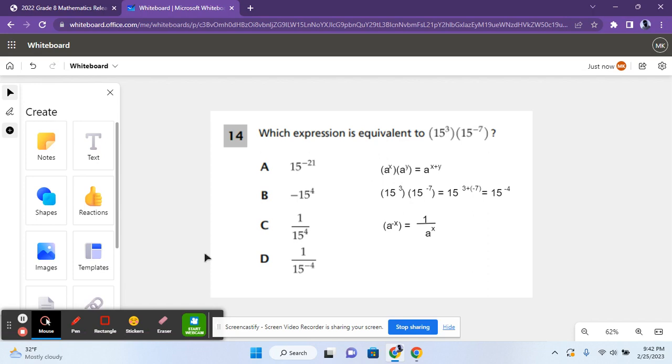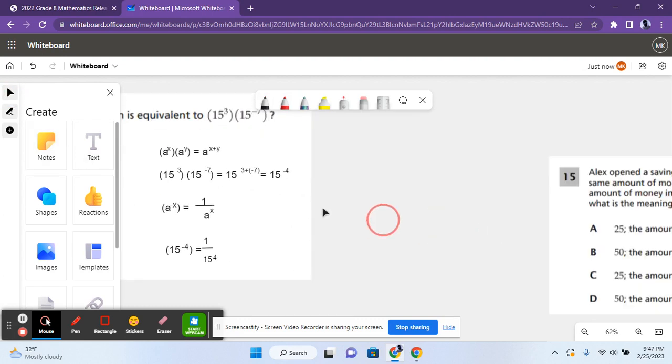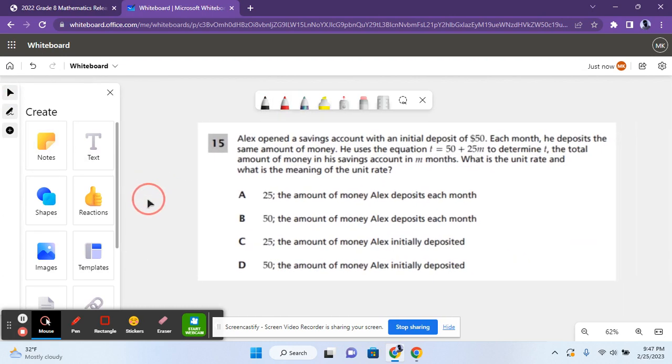Another rule is a^-x equals 1 over a^x. And if you replace the values of a and x again, you'd get 15^-4 equals 1 over 15^4, which is answer choice C. So let's move on to the last problem.